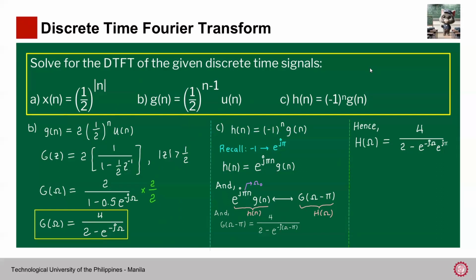If that is negative 1, what will be our final answer? We have 4 all over 2 minus, and since this is negative 1 from what we reviewed earlier, it becomes plus. Let me fix the writing. So we have plus e raised to negative j omega, and that is our answer.